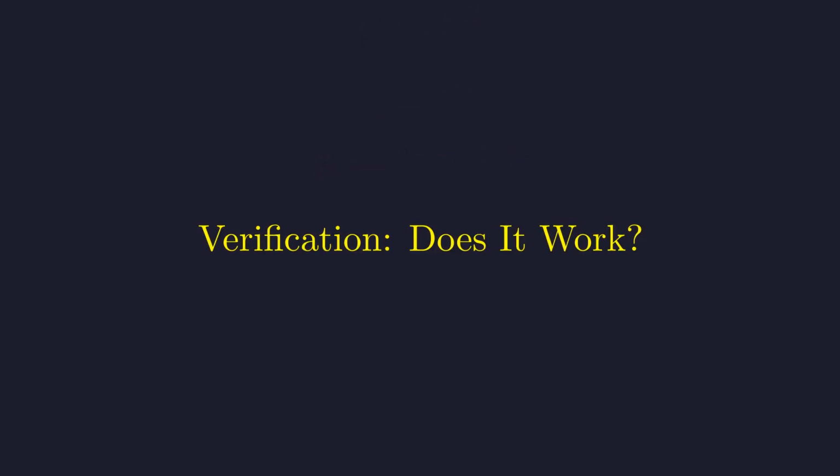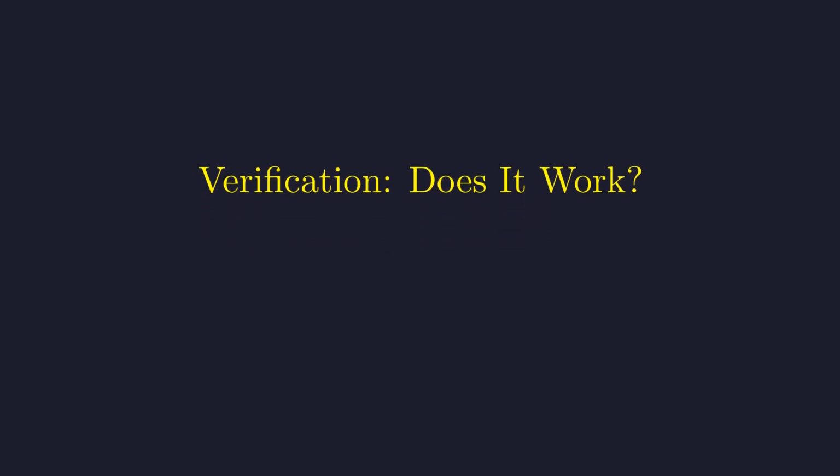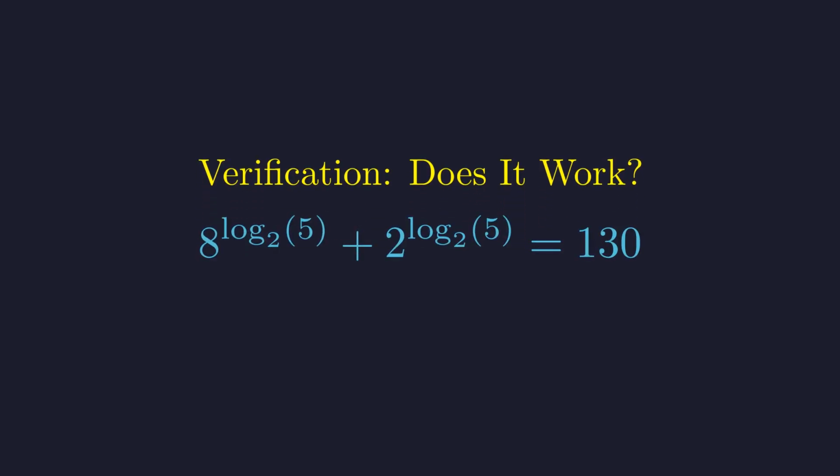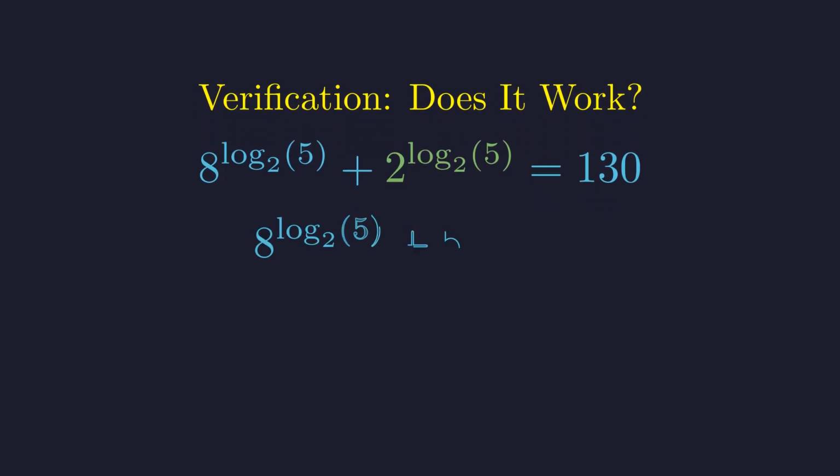Let's substitute our answer back into the original equation to be absolutely sure. This looks intimidating, but logarithm rules will make it crystal clear. The second term is easy. When a base is raised to the logarithm of the same base, they cancel perfectly. 2 to the power of log base 2 of 5 equals exactly 5. That simplifies our equation significantly.